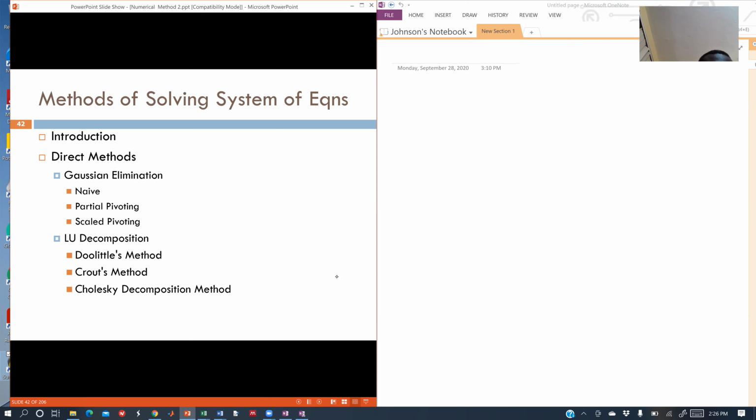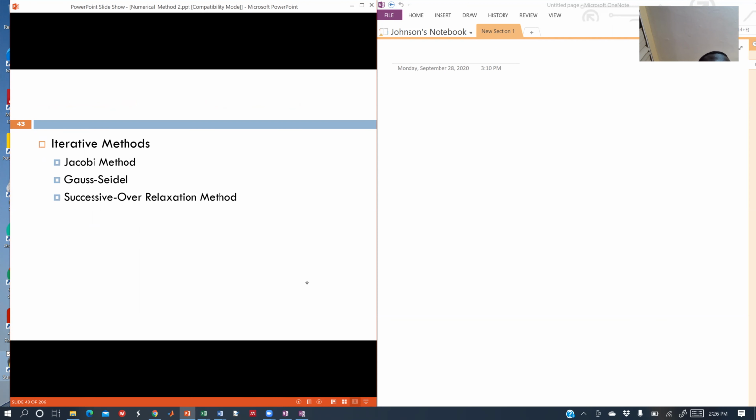Then we end this topic with the iterative methods of solving system of linear equations, where we will discuss the Jacobi method, the Gauss-Seidel, and successive over-relaxation method.